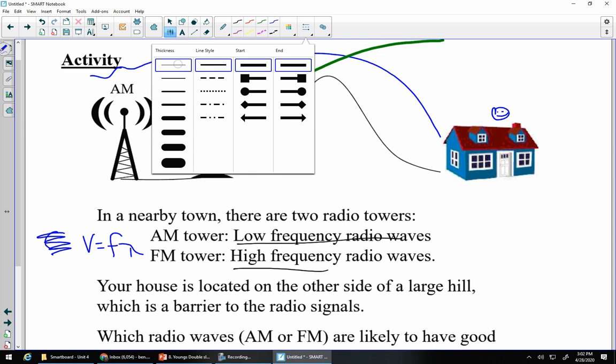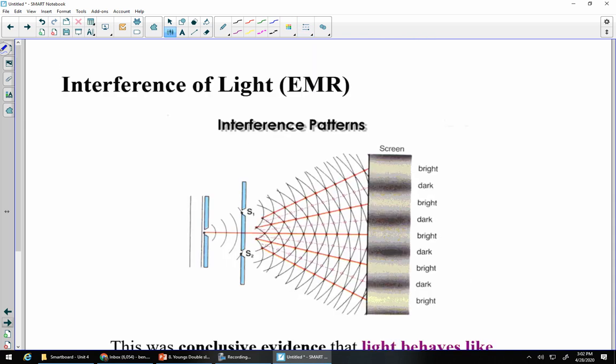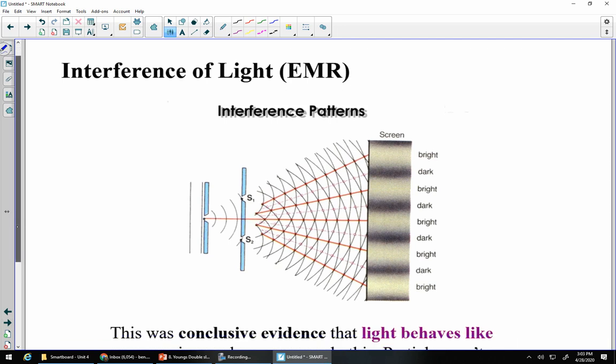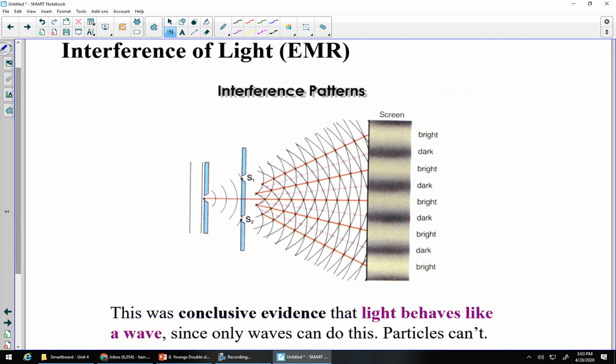Cool. Okay, so next thing, and I kind of already showed you this before, the interference of light. So when I talk about interference of light, this is another piece of evidence that light is definitely 100% behaving like a wave. We've seen some of this in Physics 20 where we've had loud versus quiet. I think I've probably even showed you the bright versus dark spots with the laser pointers.